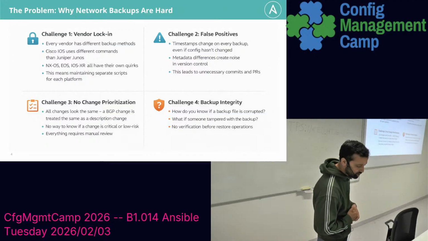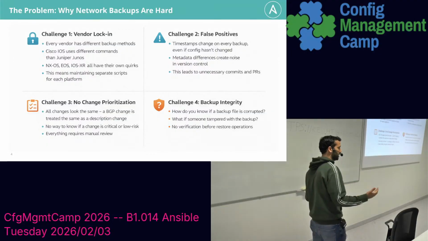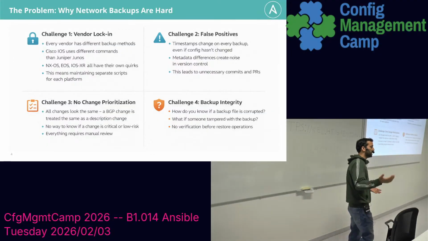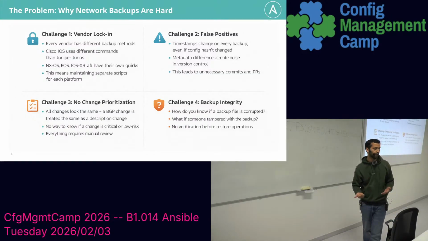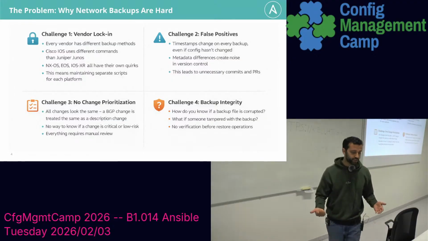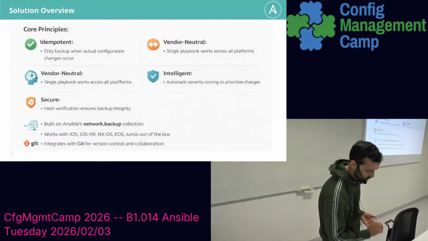Challenge number 4 is backup integrity. Again, if we have pushed certain backup files as a snapshot which is safe to restore later on, and somehow by mistake that gets corrupted, or someone changed that backup file configuration, that might lead to some discrepancies over there as well.